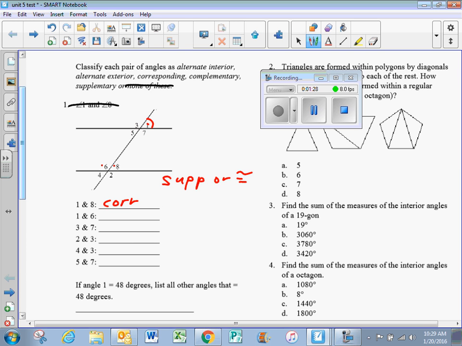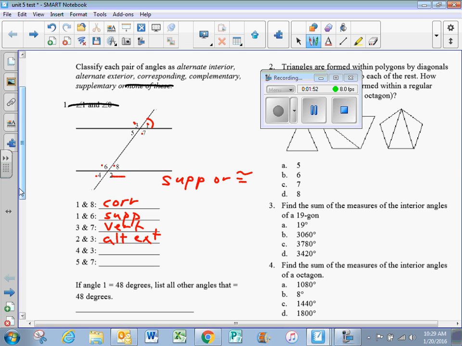So how about 1 and 6? Well, that's obtuse, so they must be supplementary, and they don't have a special relationship. What about 3 and 7? Those are vertical. What about 2 and 3? That's on the exterior, that's on the exterior, and it's every other one on the exterior. So 2 and 3 are alternate exterior angles.